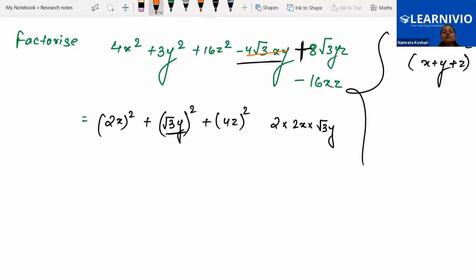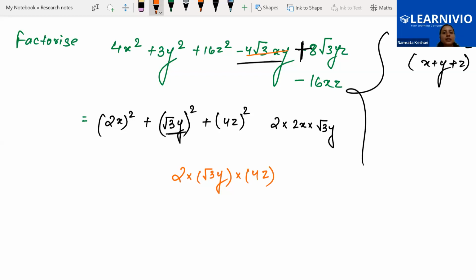Now 8 root 3 yz is there. We will try making 2yz by ourselves. So 2 into the second term into the third term. Now we will match. Is it the same? The term is the same or not? Then we will come to the sign. The sign is also the same. So yeah, 2 into 4, 8, 8 root 3 yz. Yes, exactly, we have made the term.